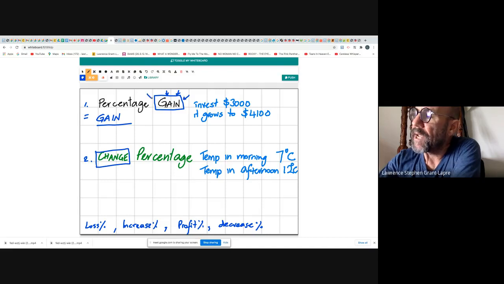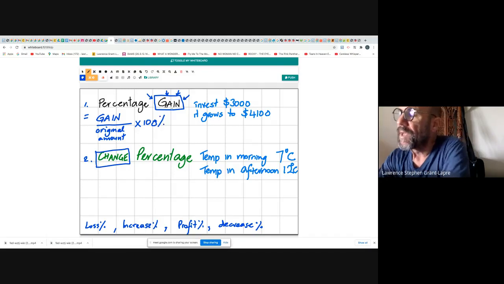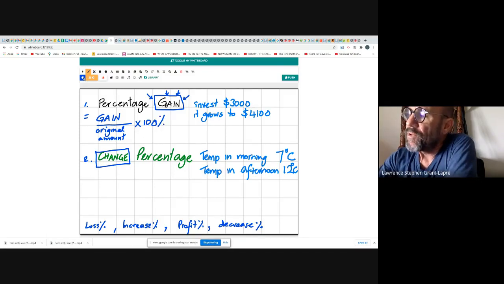If I'm looking for a gain percentage, I need to know what is my gain. The number underneath, I'm going to place as the original amount, whatever happened first. To turn that into a percent, we get a fraction and we simply multiply by 100%. So let's do this one.